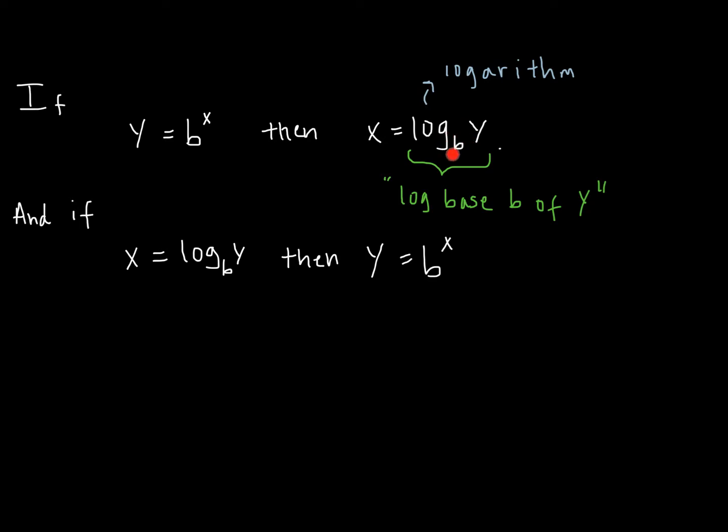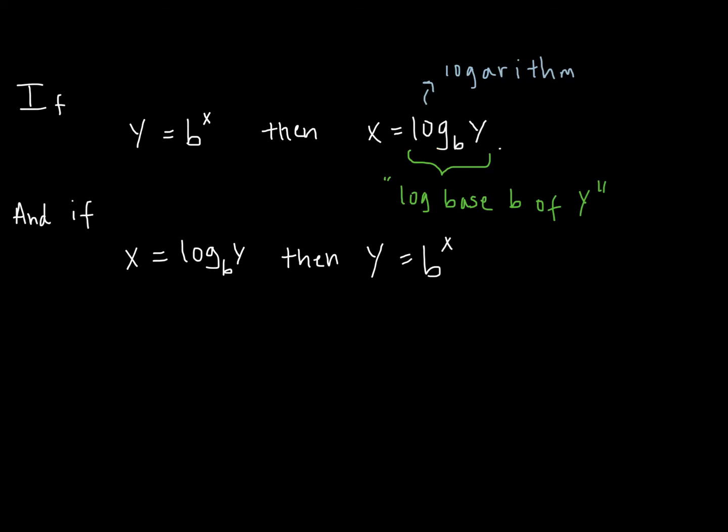Okay? b is known as the base of your logarithm, and y is the argument of your logarithm. Make sure you write it like this, where y is on the same level as the logarithm, and b is the base. This is not b to the y. Notice that b is written much smaller than y is. You don't want to confuse yourself in that way.